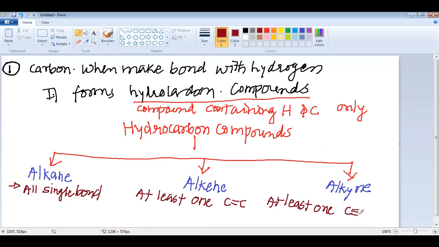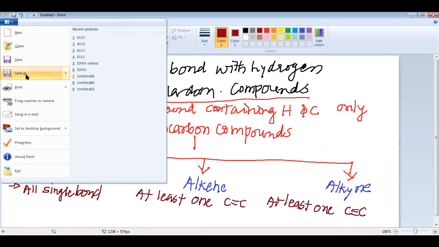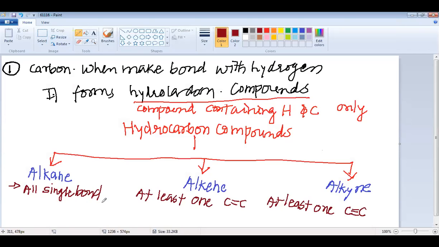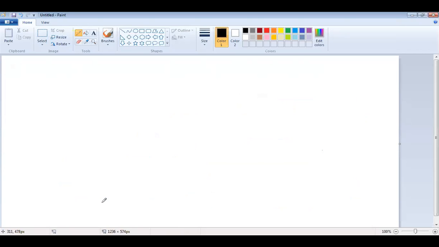C triple bond C. So this is the basic requirement for identifying alkanes, alkenes and alkynes. When a hydrocarbon has all single bonds, it is alkane. When at least one C double bond C is present, it is known as alkene. And when at least one C triple bond C is present, it is known as alkyne. So this is how, my dear students, we can understand alkanes, alkenes and alkynes, which are hydrocarbons.